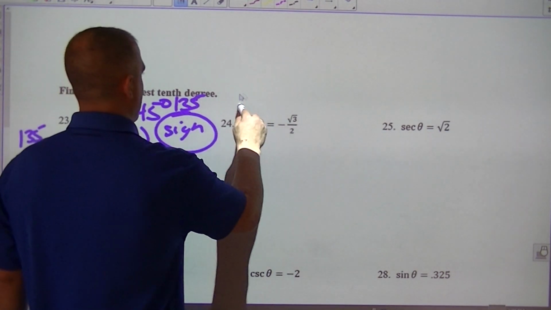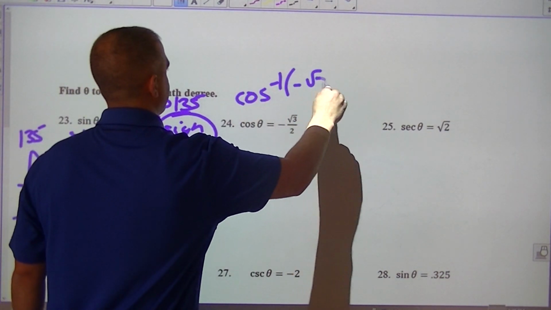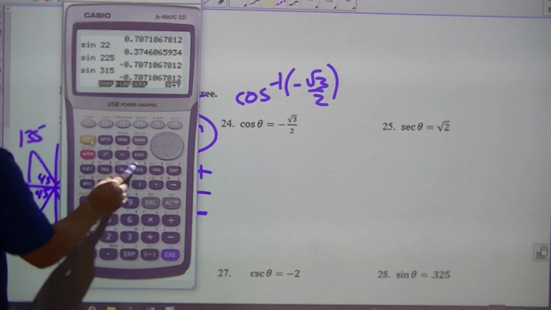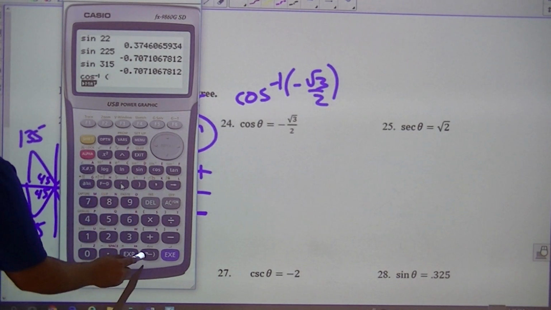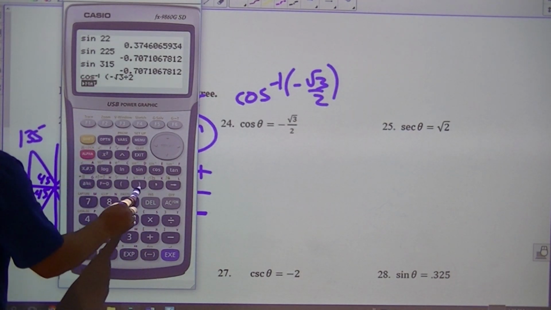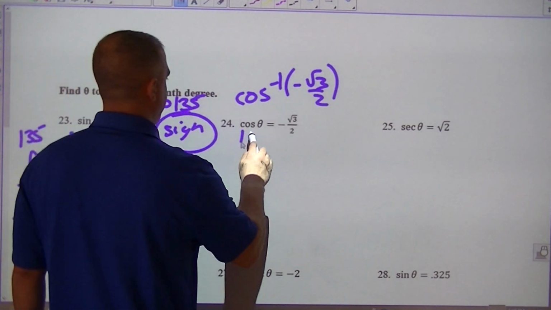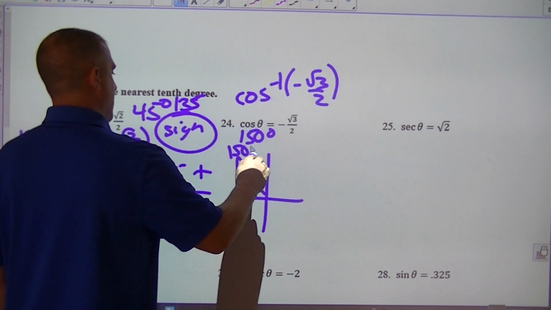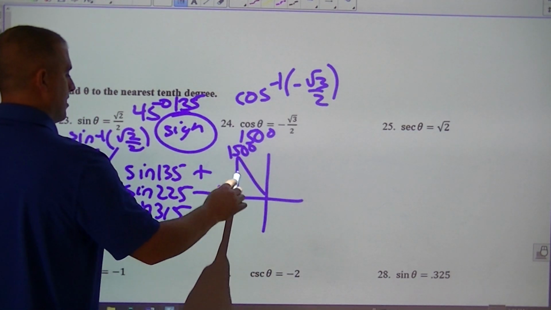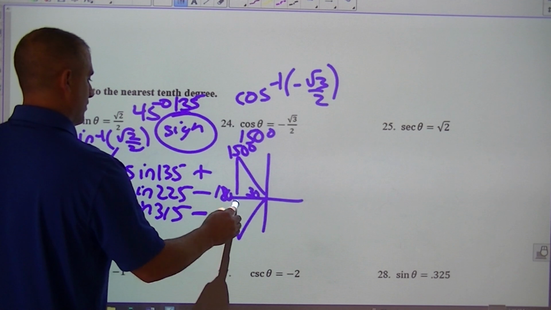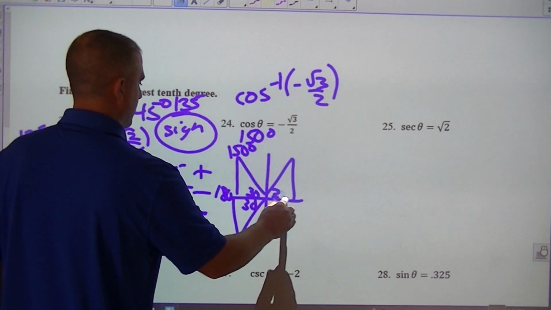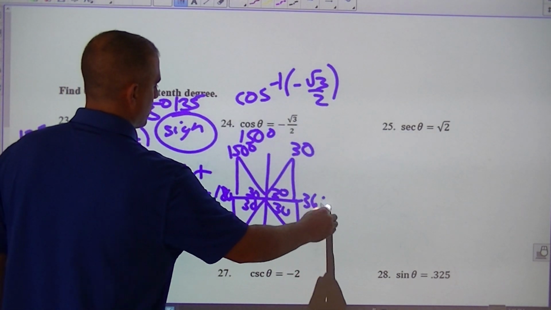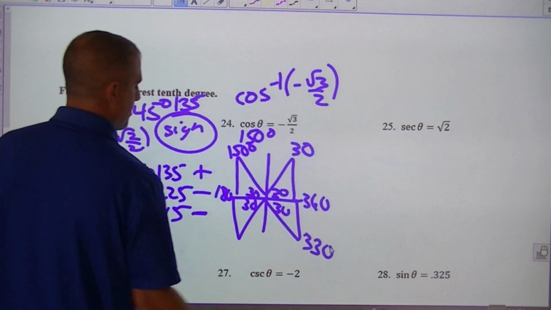So for this I'd start out with inverse cosine. The first angle that works is 150. So what I'm going to look at is that 150 would be here. I would compare this to 180, which would make this a 30-degree triangle. So I'm going to do 30s, 30s, 30s. This one's easy, automatically 30. This one I would subtract from 360, which would give me 330.